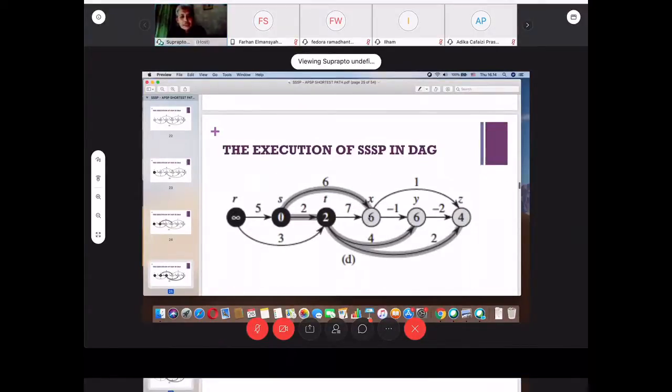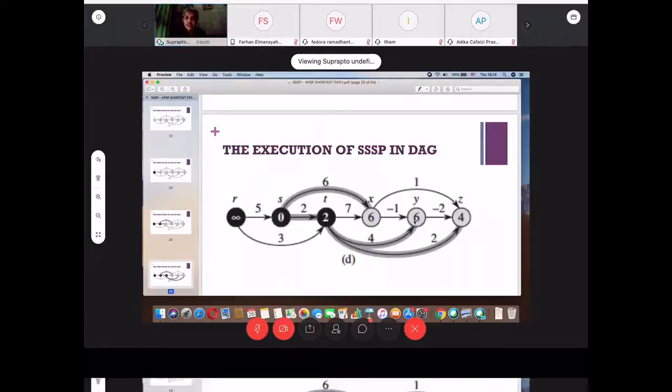Is it right? Still the selected one. How about the shortest path from S to Y? How many paths go from S to Y? Okay, let's identify. One is from S to X, and then going to Y. The second is starting from S to T to X to Y. The last one starts from S, going through T, and then directly to Y.